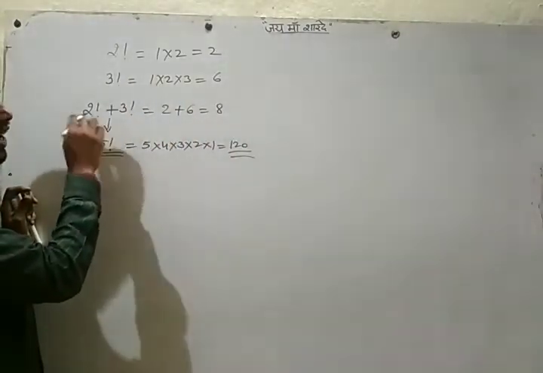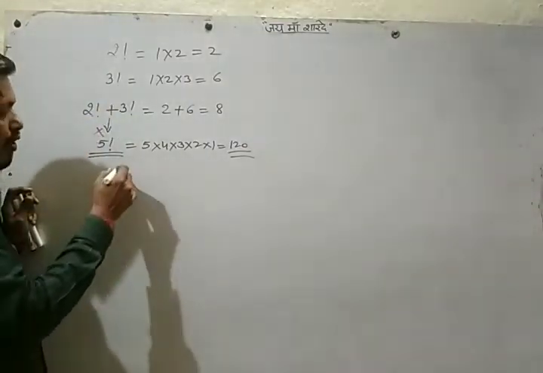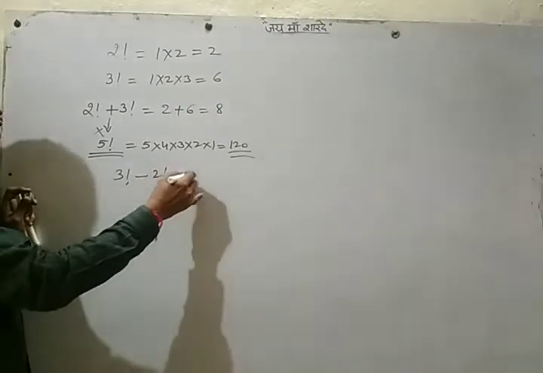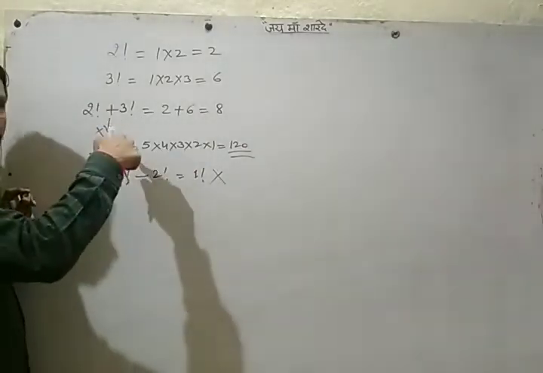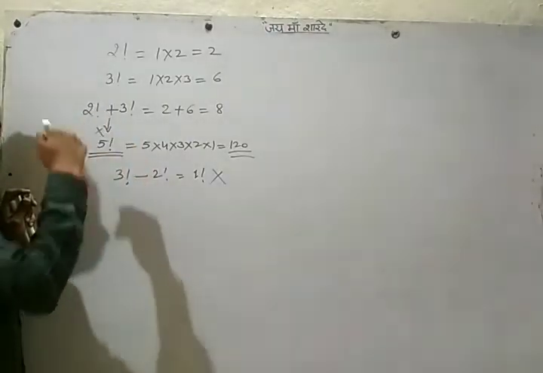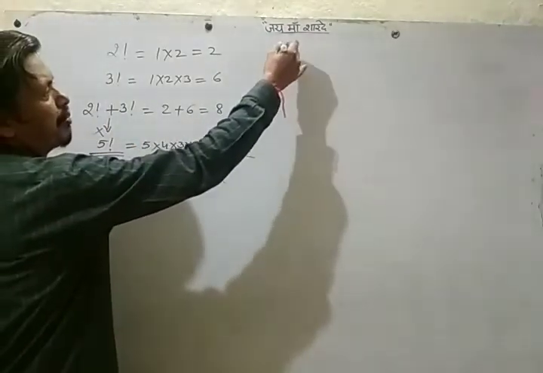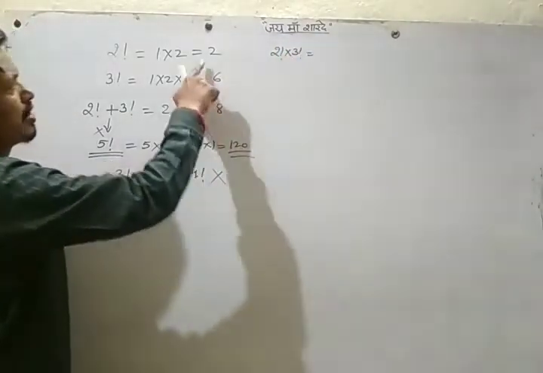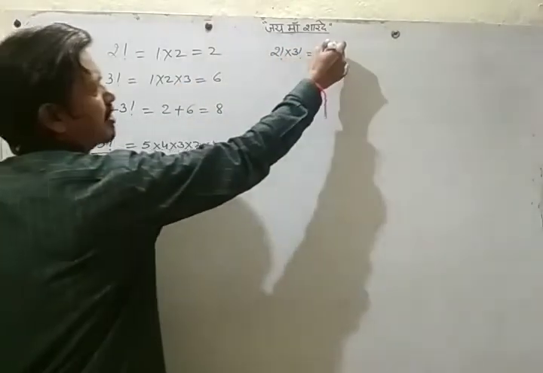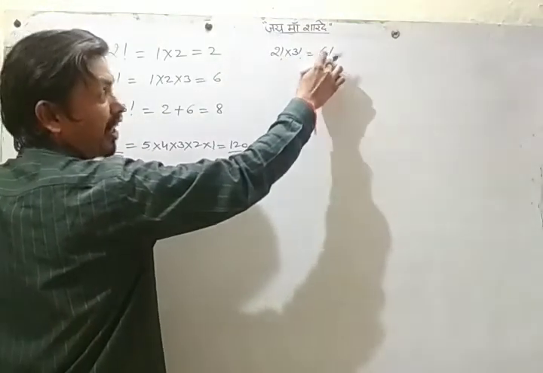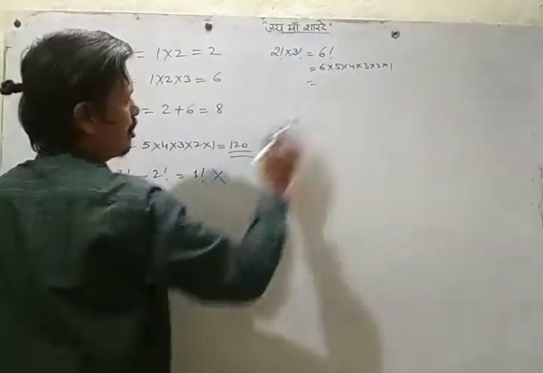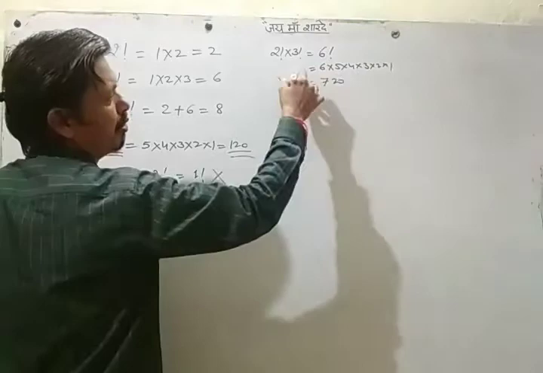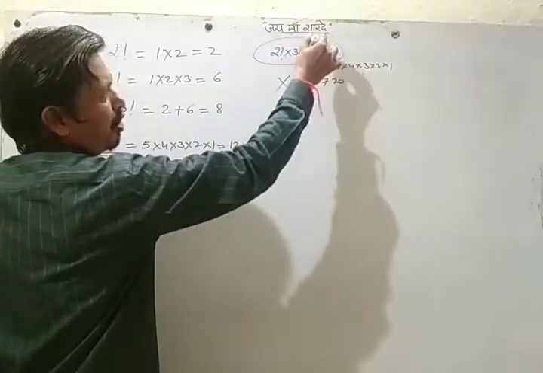So we cannot add two numbers when factorial is there. We cannot subtract 3 factorial minus 2 factorial and write 1 factorial. It will be wrong. So if the numbers are factorials, we cannot add, we cannot subtract. In the same way, we cannot multiply factorial 2 into factorial 3. Actually it is 2 into 6, which is 12. And if you write 2 into 3 factorial as 6 factorial, then it will be 6 into 5 into 4 into 3 into 2 into 1, which means 120 into 6, 720. So it will be wrong.